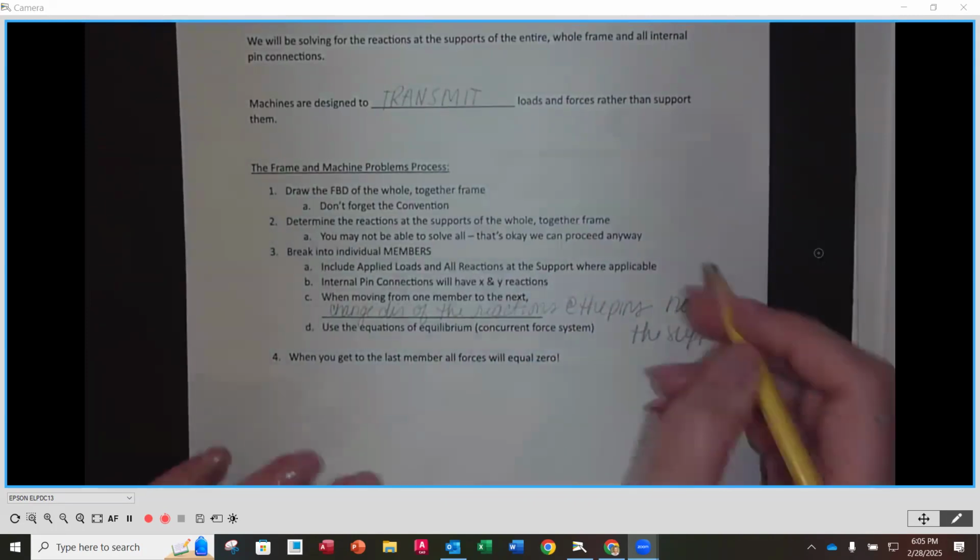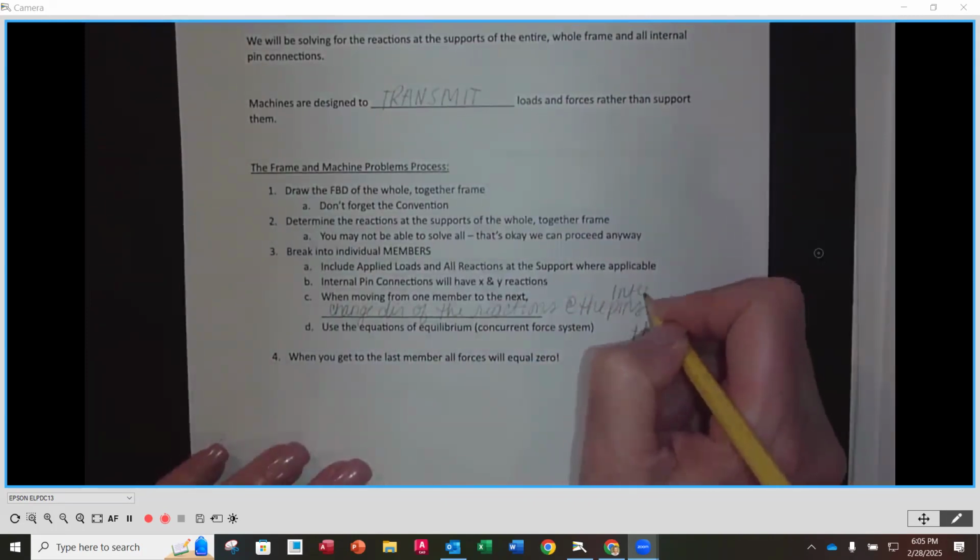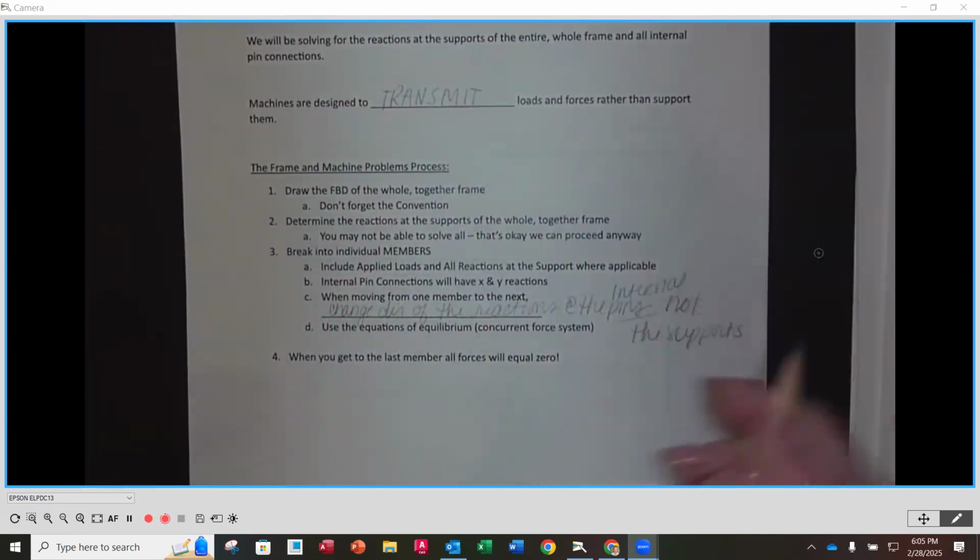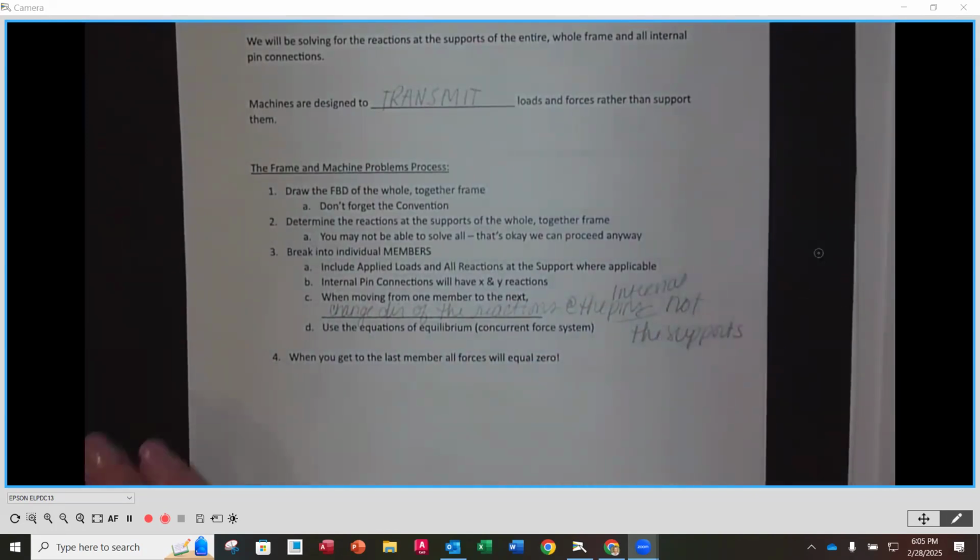Okay. And I'll actually add internal pins here just to give it a little bit more direction. The supports, which are AY, AX, and EX for our problem, stay in the directions we established. Those are considered external forces. The pins are actually internal, like at C and at E and at B.